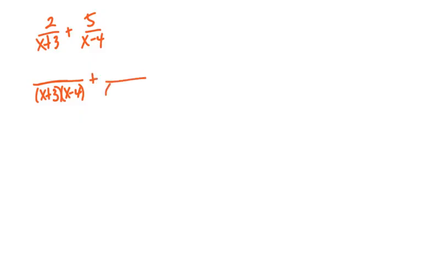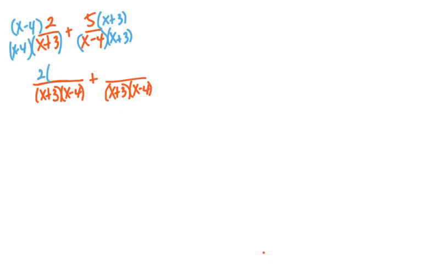Let's remember first of all that if we have 2 over x plus 3 plus 5 over x minus 4, when we add them, we get common denominators. So here I need an x plus 3 as part of my denominator. And on this term, we need an x minus 4 as part of the denominator. So we have 2 times x minus 4 and 5 times x plus 3. So the common denominator is x plus 3 times x minus 4.